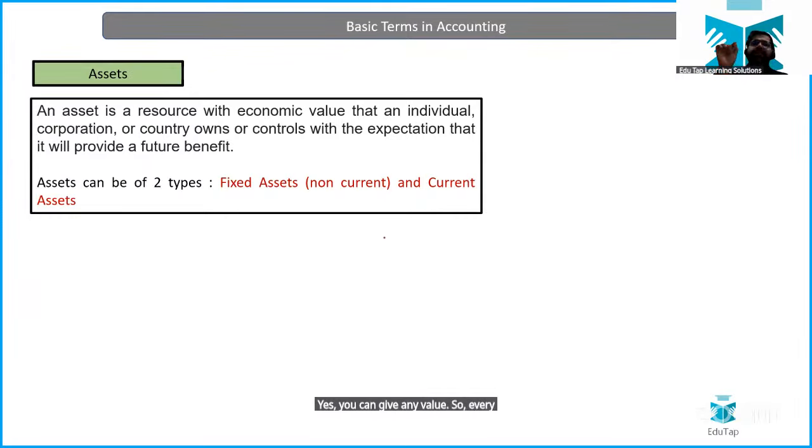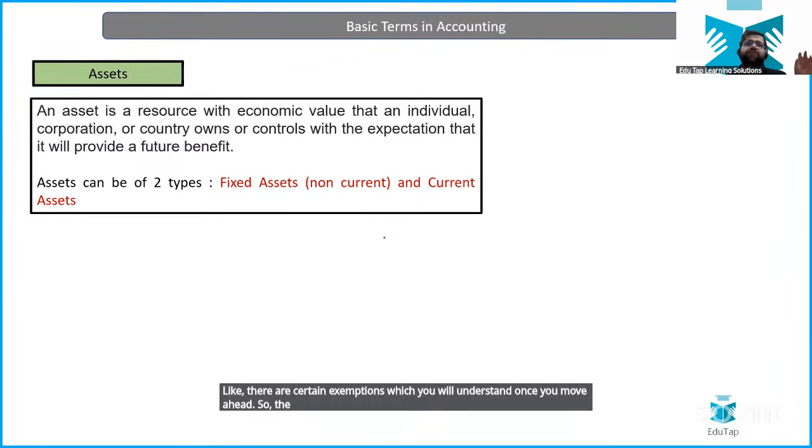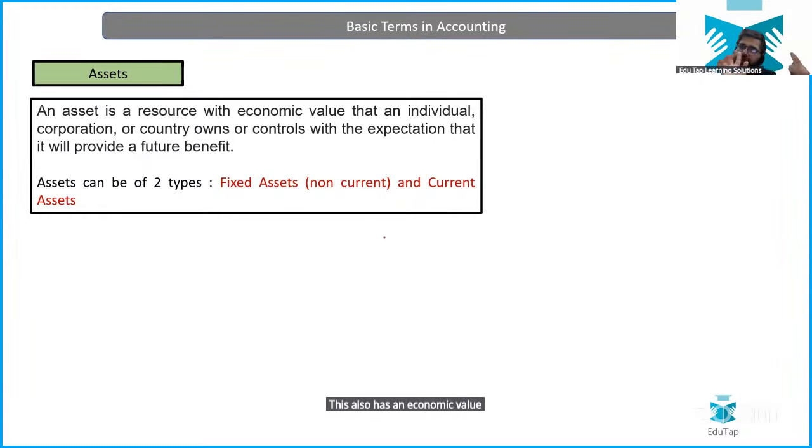So every asset will have an economic value. Can we make a statement like this? Yes or no? Every asset will have an economic value. Or I should say it like this. Most of the assets or majority of the assets will have an economic value. Yes. There are certain exemptions which you will understand once you move ahead. So the right statement should be what? Majority of the assets will have an economic value. In fact, the bottle which I'm using, this also has an economic value, right? So I hope you understand why asset has an economic value, because you have to relate it to the practicality, right? So asset is a resource means what?